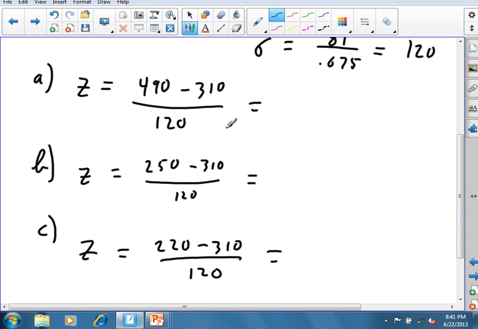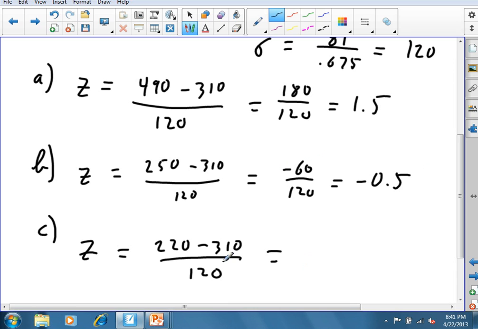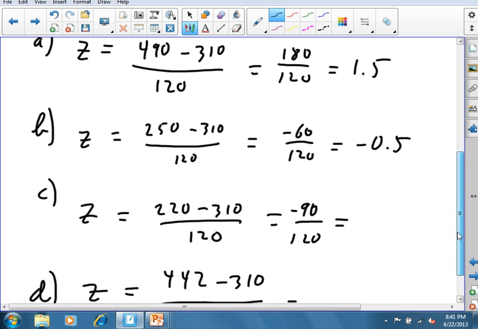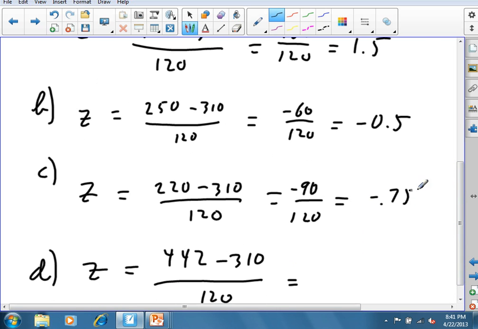And, okay, so I've got 180 over 120. Is that 1.5? Maybe. And then I've got minus 60 over 120, so that's minus 0.5. And then I got minus 90 over 120. What's that? Minus 0.75. And then 132 over 120.